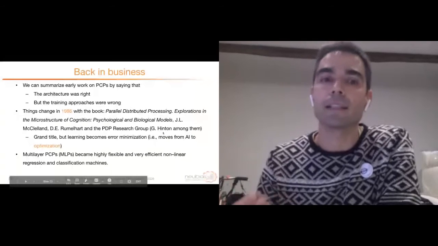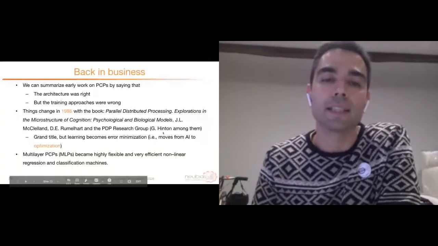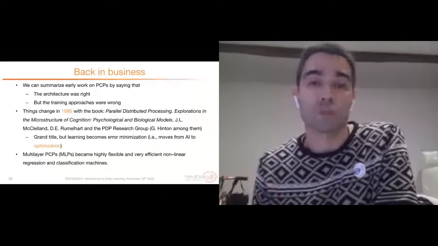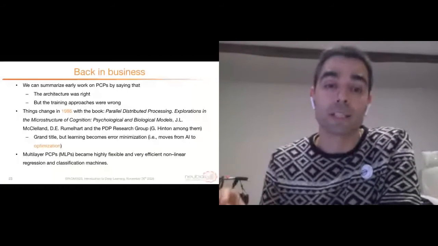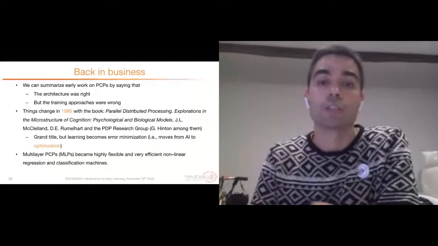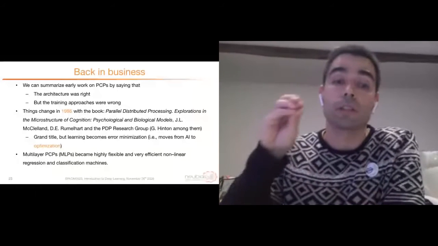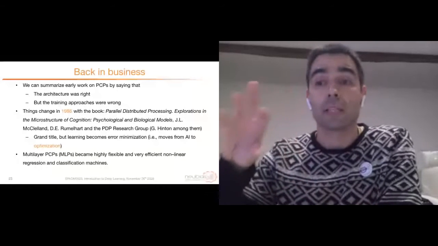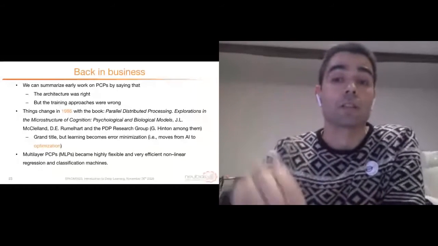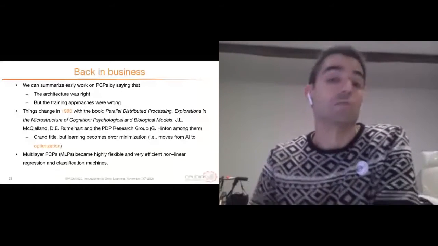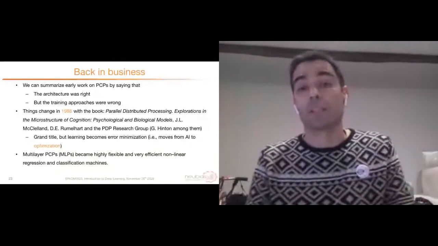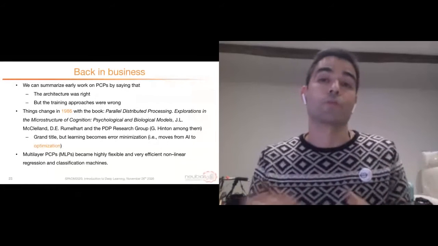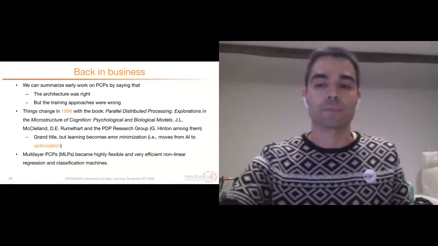And behind this grand title, the very important thing that they did is that they transformed learning into an error minimization problem. They moved artificial intelligence towards optimization. So this was great because then we could adapt the weights of the multi-layer perceptrons by simply reducing the error on a specific function. Suddenly the multi-layer perceptrons became what they are, flexible and efficient nonlinear solutions for either classification or regression problems.